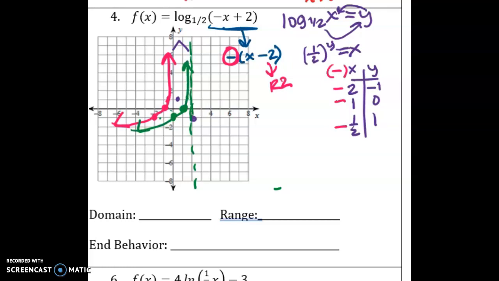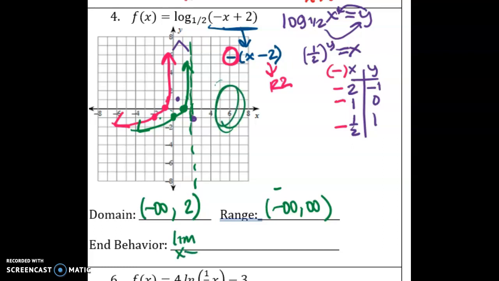So this one, our domain and range is going to be a little different. Our domain is negative infinity to 2. And our range is negative infinity to infinity. And our end behavior: this time our limit of x is not going to approach infinity because there's no graph on this side. So it's the limit as x approaches 2 from the negative end of f of x equals positive infinity. So our y's are getting really big right there. And then the limit as x approaches negative infinity, because we go this way, of f of x equals, and our y's are also getting very big and negative, so negative infinity.